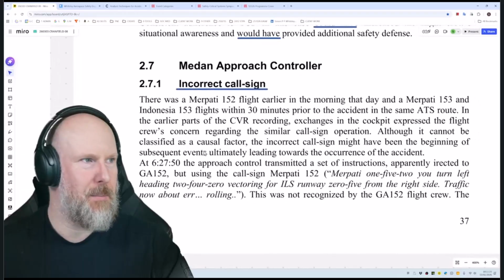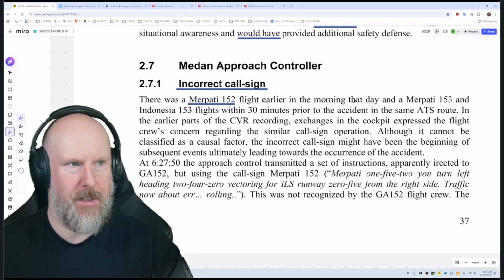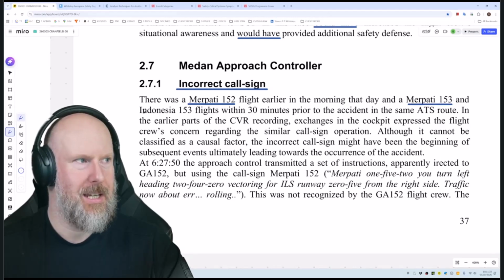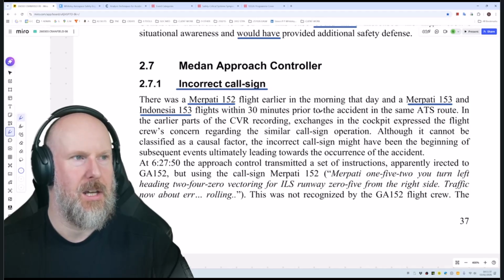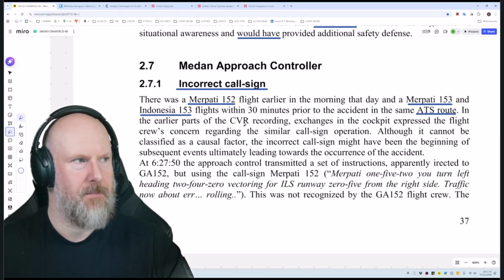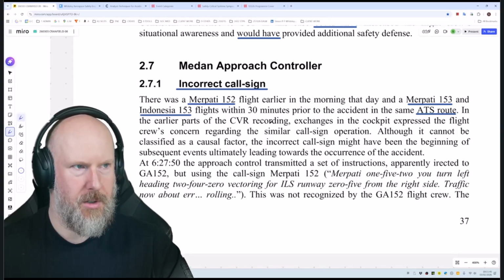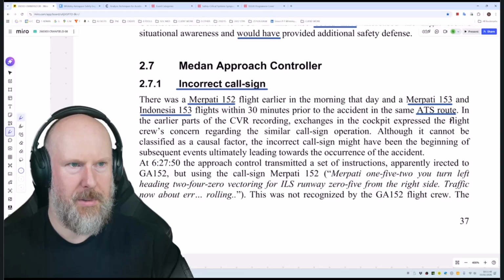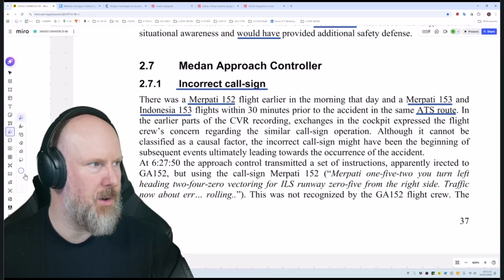The Merpati 152 flight earlier in the morning that day, and the Merpati 153 and Indonesia 153 flights within 30 minutes prior to the accident in the same ATS route. In the earlier parts of the CVR, cockpit voice recorder, recording, exchanges in the cockpit expressed the flight crew's concern regarding the similar call sign.